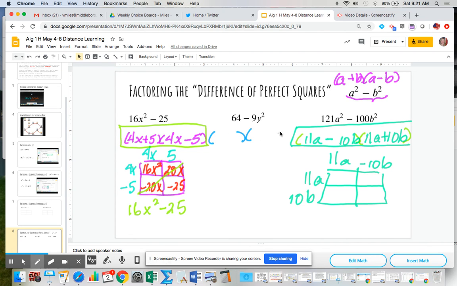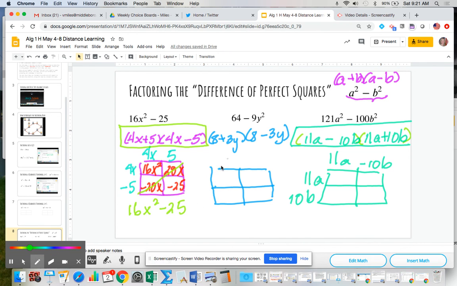Okay, so here's what I hope you got as your answer. Square root of 64 being 8. Square root of 9y squared being 3y and 3y. We have to have a plus and we have to have a minus. Then I had asked you to please multiply this out to make sure that your answer was correct. So hopefully you wrote 8 plus 3y and then 8 minus 3y.